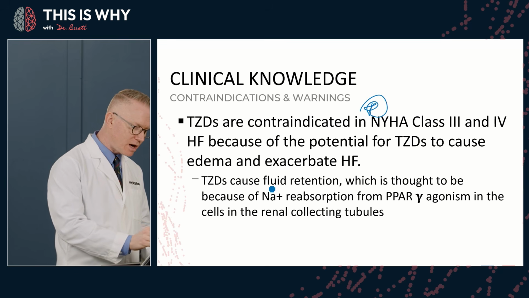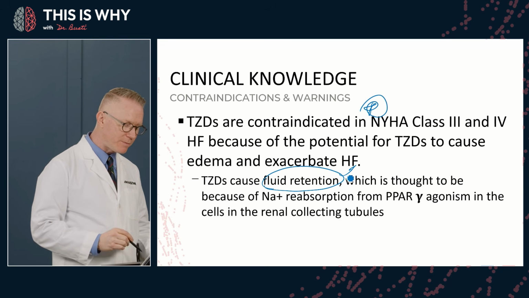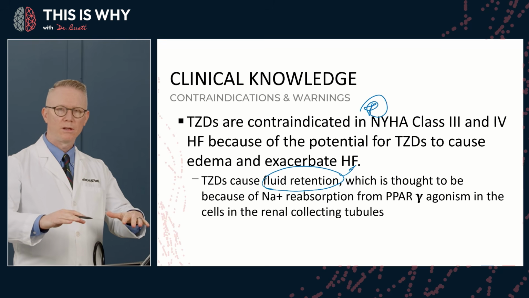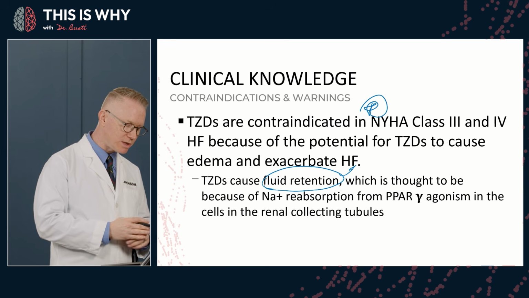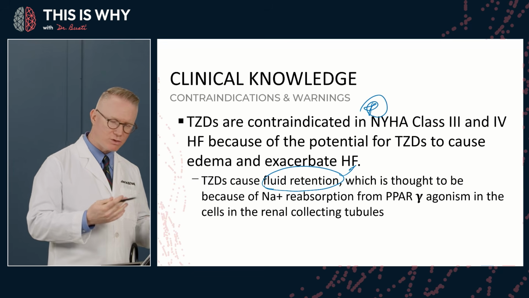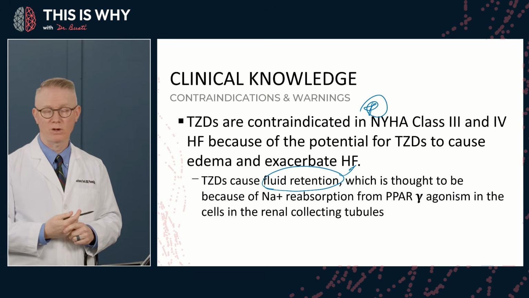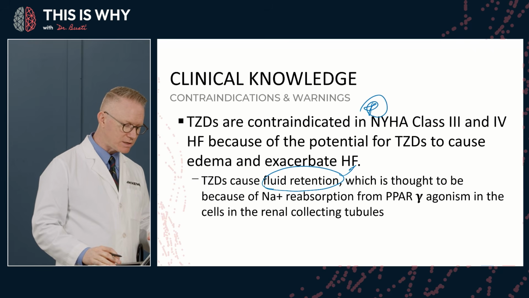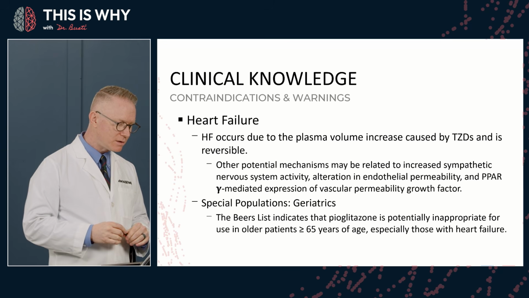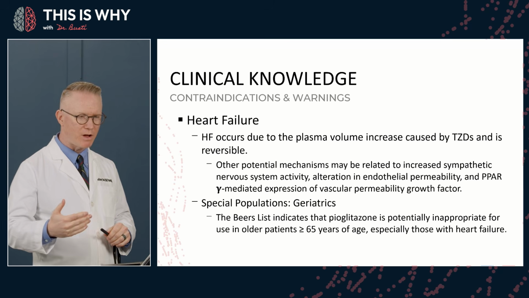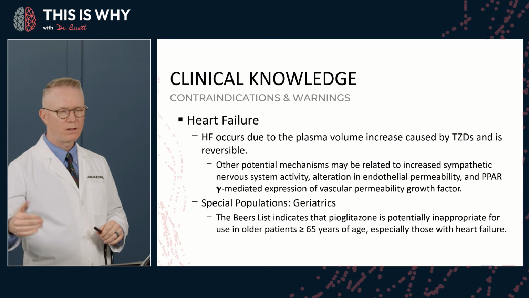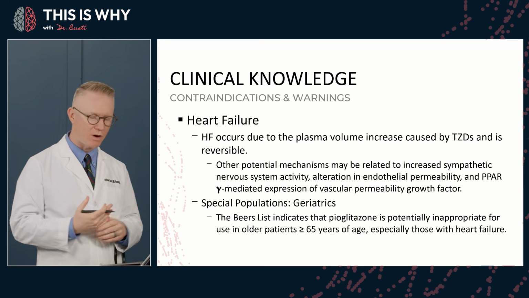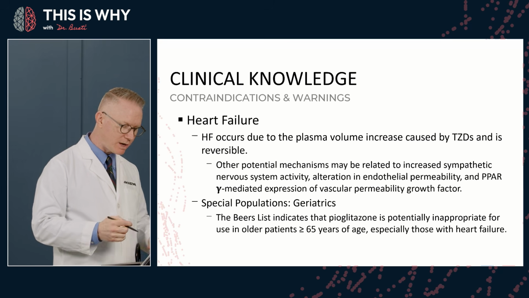But TZDs cause fluid retention, and that's part of the problem. They dilute the hemoglobin hematocrit, cause a dilutional anemia, but they also can worsen this. So this may be due to some regulation of maybe sodium reabsorption by PPAR-γ in the collecting ducts. That's the thought behind that. All right, so when we increase plasma volume, we can worsen the underlying heart failure, especially when these patients already have risk factors for heart failure if they haven't already, okay?